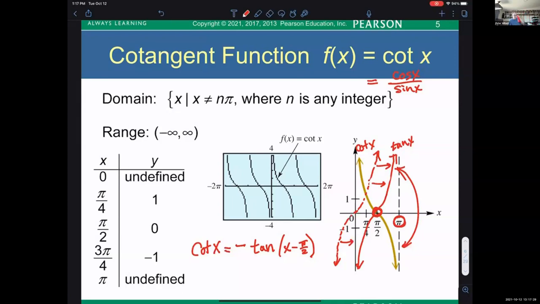Questions about that at all? And if you don't want to make a nasty sketch like this, and you want to compare the two, or even see how one becomes the other, you can type these easily into Desmos or anything else, and then compare the graphs and see how they translate. All right, so that's cotangent.